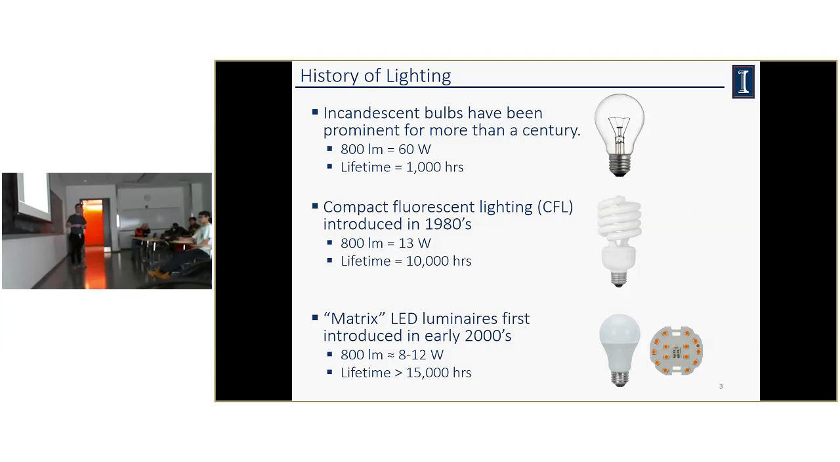And then on the bottom, we see the matrix LEDs, which first came around in the early 2000s. And in this case, it takes about 8 to 12 watts to produce 800 lumens. And if you look at the lifetime between the three, the lifetime increases with the technology. And that's part of the reason that it's gaining acceptance, is because it might not be cheaper, but it might last a lot longer and be a lot more energy efficient.